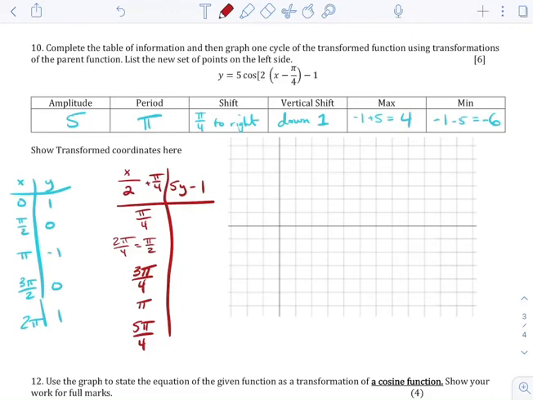So how about the y values? I'm going to multiply them by 5 and subtract 1. So we're going to get 4, -1, -6, -1, and 4. So I'm going to plot this onto the grid.